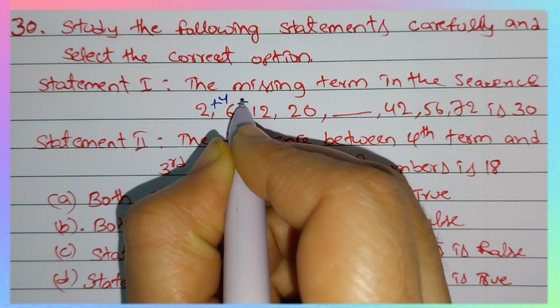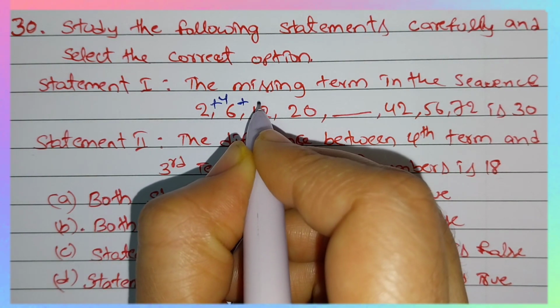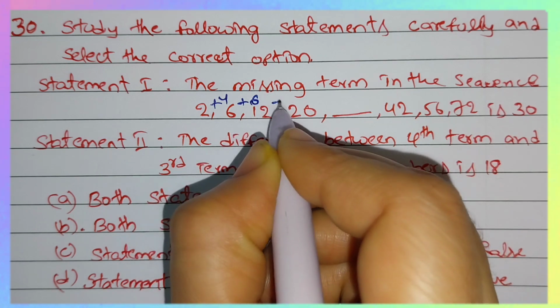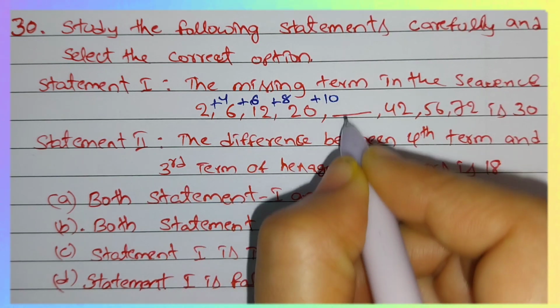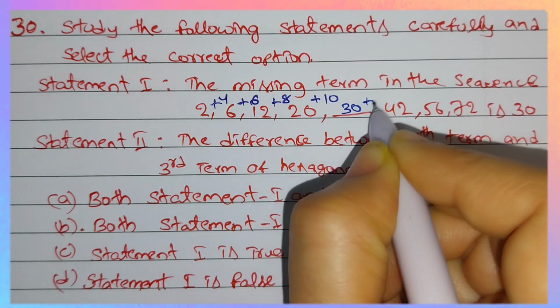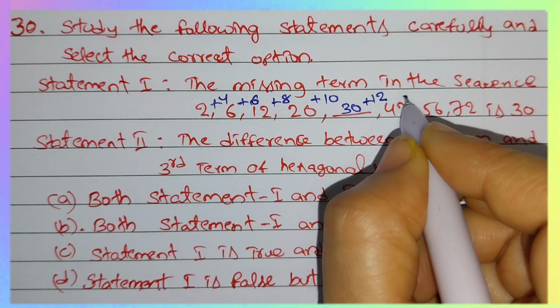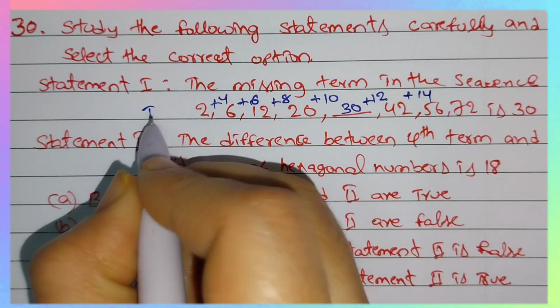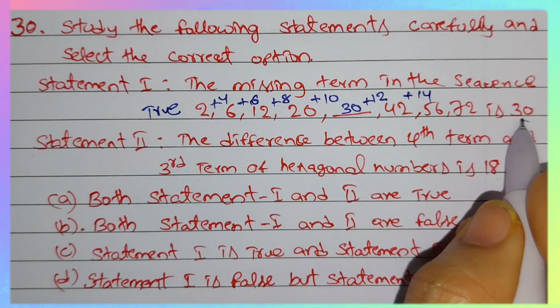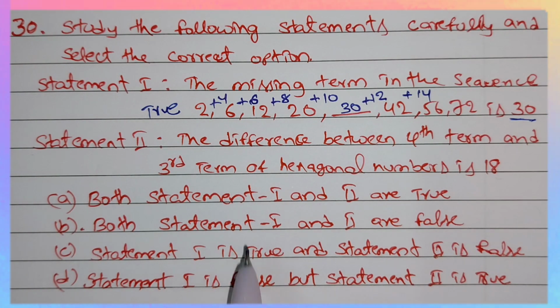So if you observe the statement 1 sequence, 2 plus 4 is 6, 6 plus 6 equals 12, 12 plus 8 equals 20, 20 plus 10 equals 30, 30 plus 12 equals 42, 42 plus 14 equals 56. So this is the pattern and we are getting 30 as the answer. So the statement 1 is true.